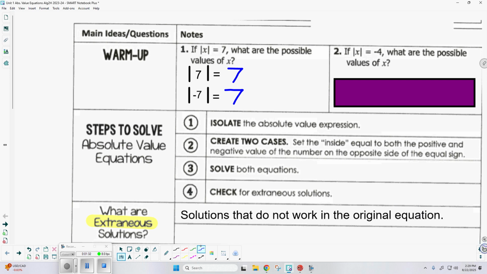Now, number two, if the absolute value of x equals negative 4, what are the possible values of x that'll make this true? Okay, so I heard 4. Carlos, okay. Anybody else got an idea? Is 4 correct? What do you mean nothing? What's the one thing that absolute value cannot produce? Cannot produce a negative. Absolute value will only ever produce a positive result.